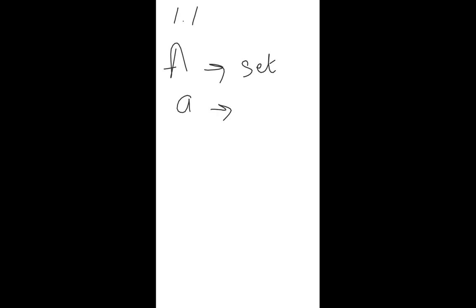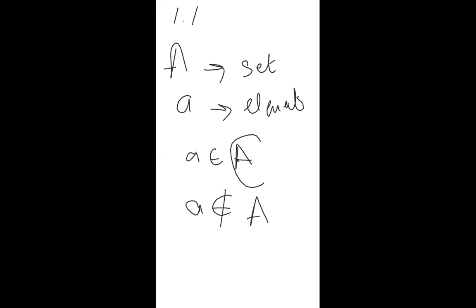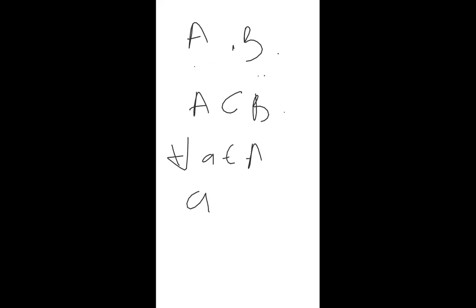And a, lowercase a, is an element of the set, and we denote a is in A. So this means that a is an element of this set. And if it's not an element, we just denote it like this. So this is the notation. If you have two sets, A and B, you can have that A would be a subset of B, and you'd denote this by this. And that means that for all a in A, a is also in B.